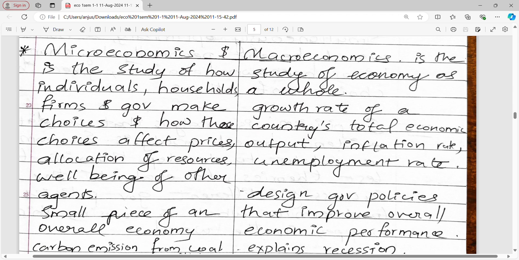In micro, it is studied, as the word says, micro, small, how the choices of individuals affect the prices, affect the allocation of resources, affect the well-being of other agents. In macro, it is the economy as a whole. So the growth rate of a country's total economic output, inflation rate, unemployment rate, all these are considered there.